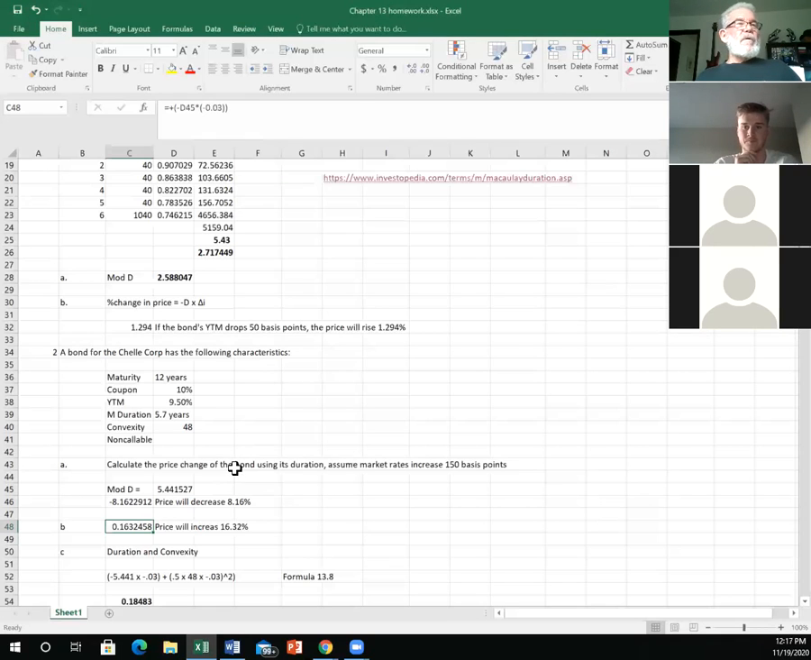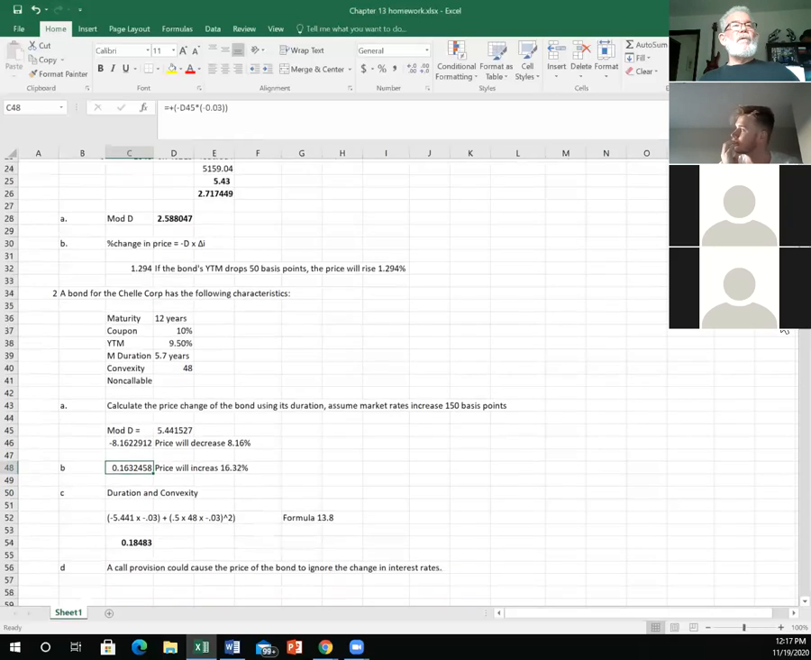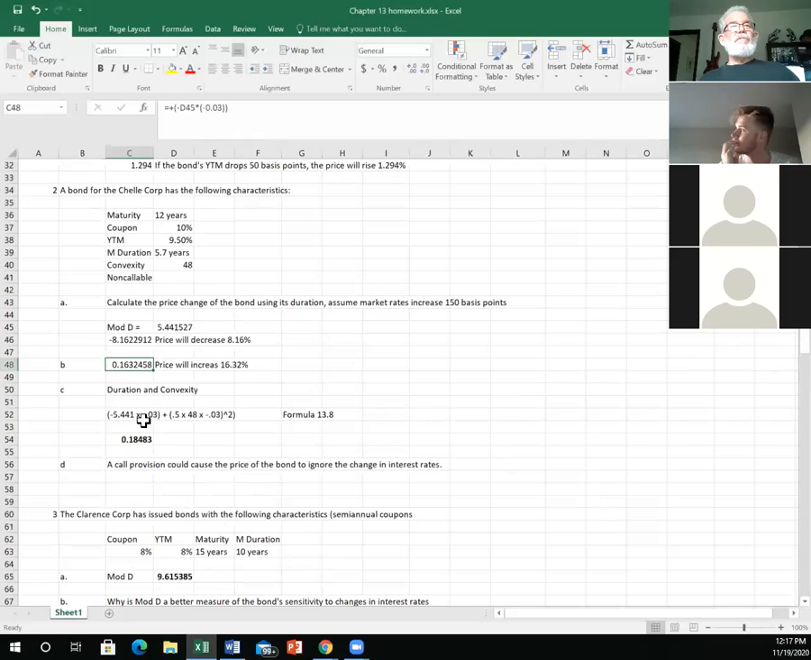Oh, and then it wants us to calculate the price change for the bond using both duration and convexity in the computation. Again, a decline of 300 basis points. So here, instead of using basis points, they actually use 3%. Minus duration times minus 3% plus 0.5 times 48, which is given to us as the convexity, times negative 3%, which is the change, squared. And this is formula 13.8 in the chapter.